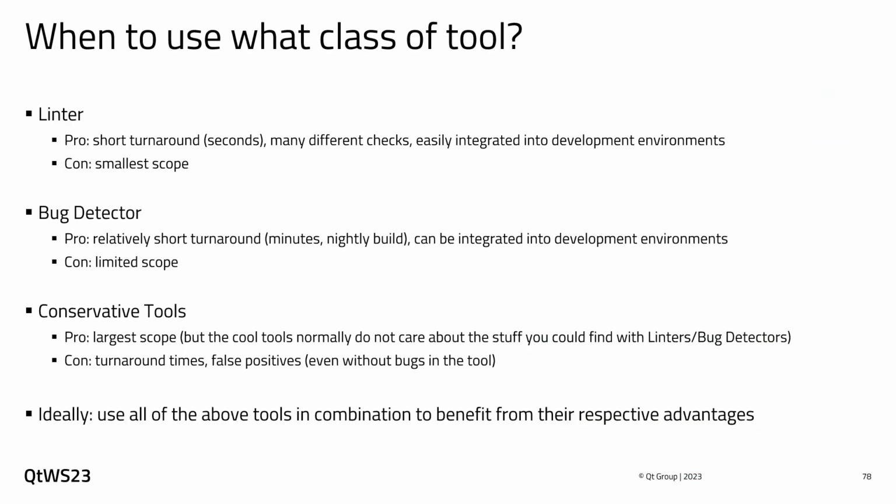So that is the four bullies we wanted to present here. Maybe let's reflect a little bit on when to use what class of tools. So Andreas started with the very small things like linters. When would we use that?